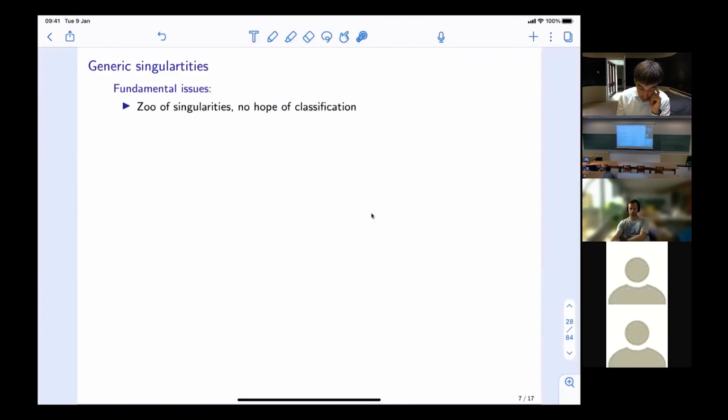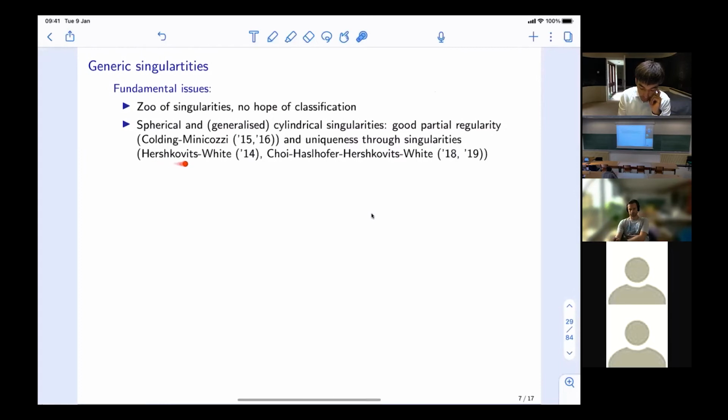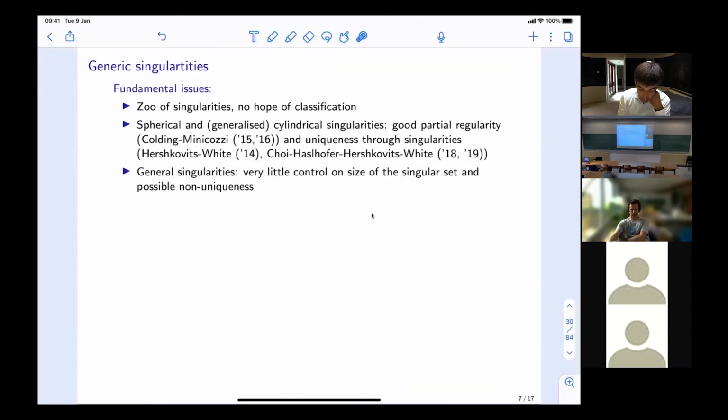But in contrast, what Hershkowitz and White proved, together with a more recent result, and this is the proof of the positive mean curvature neighborhood conjecture, is that if you only have spherical and cylindrical singularities, then actually you have uniqueness. More or less locally, what they prove is you have positive mean curvature, you have motion in one direction, and that gives uniqueness. So weak evolutions through these singularities are unique. So it's very good if you get only these singularities. And also in general, you have very little control on the size of the singular set, and as I said, possibly non-uniqueness if you have these general singularities.